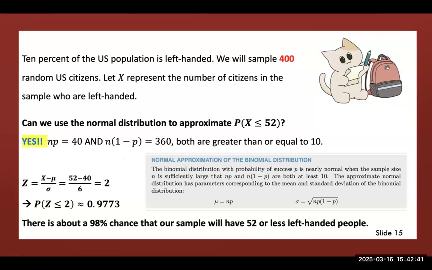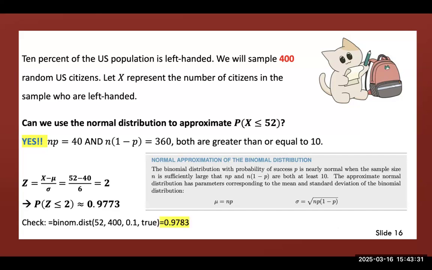So there's about a 98% chance that our sample will have 52 or less left-handed people. So out of 400, if we have a sample of 400, there's about a 98% chance that 52 or less will be left-handed. Now, this is an estimate. This is an estimate of the binomial distribution. We can actually check to see if this value is close to the true percentage for the binomial distribution, right?